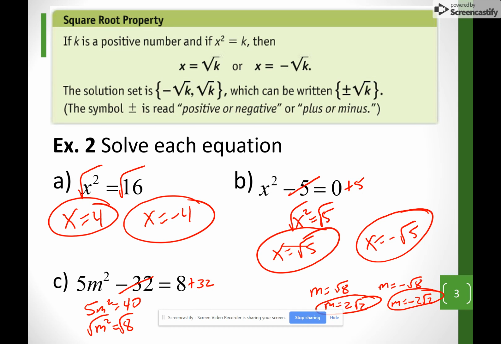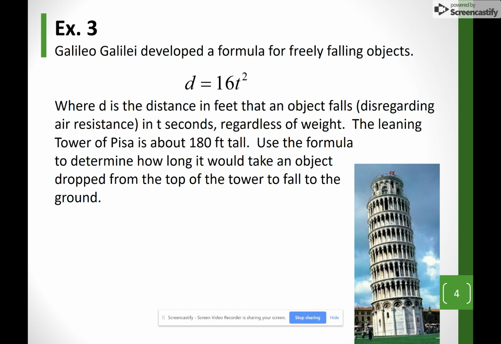The square root property says if x squared is equal to k, being any number, x is equal to the positive square root of that number, and x is equal to the negative square root of that number. Now, Galileo Galilei developed a formula for freely falling objects, d equals 16t squared, where d is the distance in feet that an object falls, disregarding air resistance, in t seconds, regardless of weight.